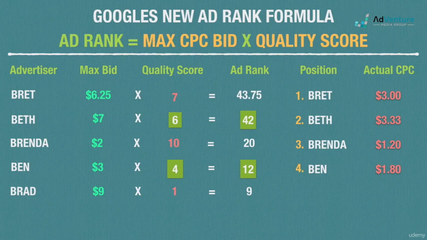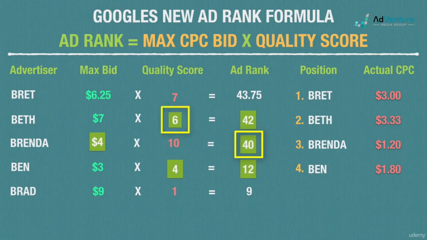But what she could do is raise her max CPC bid. So say she raises her max CPC bid to $4. She doubles it. Now what happens? Her ad rank jumps up to a 40, but she's still in position 3. She still pays $1.20 a click, even though she doubled her bid, because $1.20 is still all she needs in order to beat Ben. But did anything else happen to any of the other advertisers? Yes. Beth could no longer just pay $3.33 to beat Brenda. Now, if we divide Brenda's new ad rank, which is 40, by Beth's quality score, which is 6, Beth's actual CPC jumps way back up to $6.66.